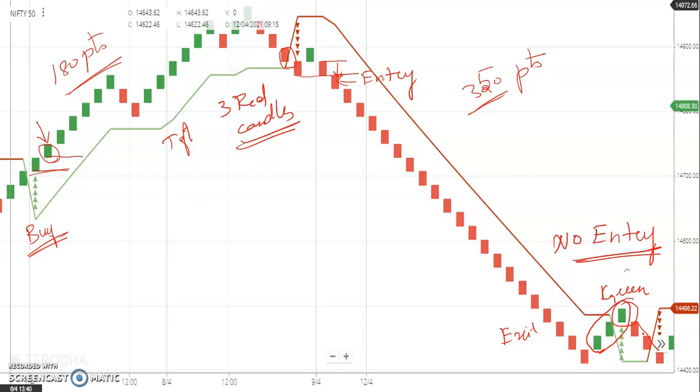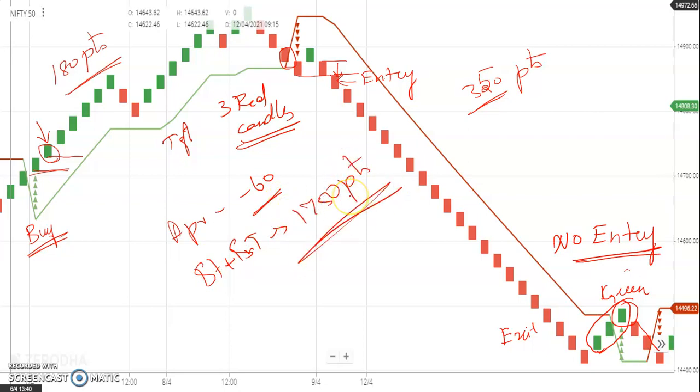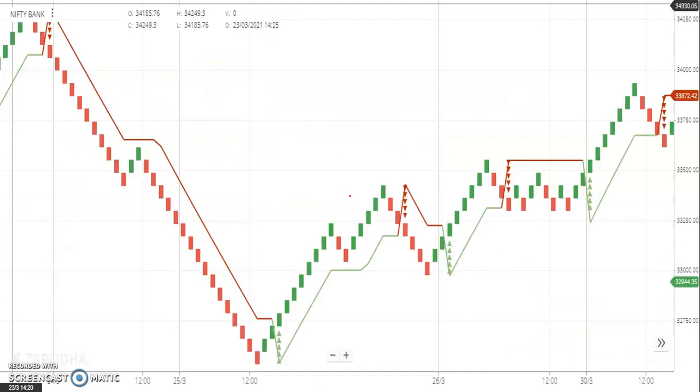And one more thing, I randomly did a backtest. In the month of April, the actual Nifty movement was close to 60 points. But using this strategy and Super Trend, it actually gives us close to 1750 points. It's a backtest result of Nifty, compared with a simple buy and hold.